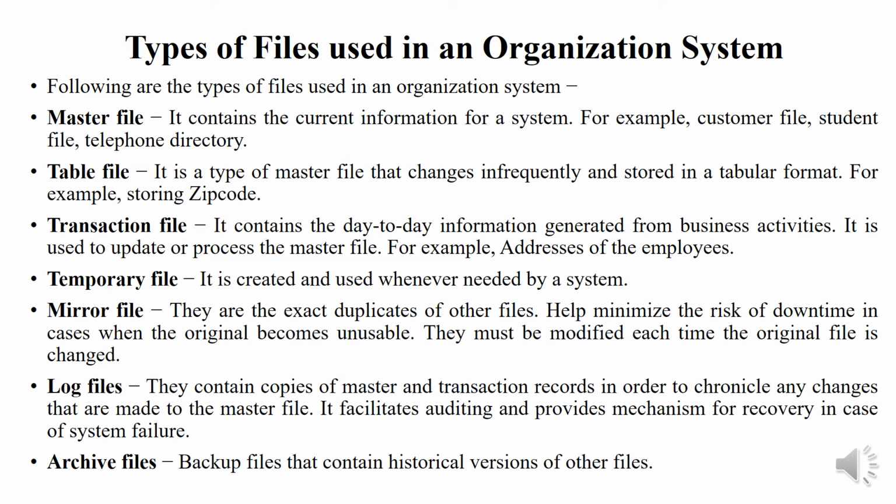There are types of files in an organization system. Master file, which contains current information. Table file, a type of master file that changes infrequently and is stored in a tabular format. Transaction file, which contains day-to-day information generated from business activities. Temporary file, which is created and used whenever needed by a system. Mirror file, which is an exact duplicate of another file. Log file, which contains copies of master and transaction records in order to chronicle any changes. Archive files, backup files that contain historical versions of other files.